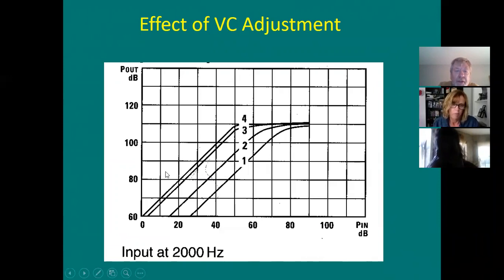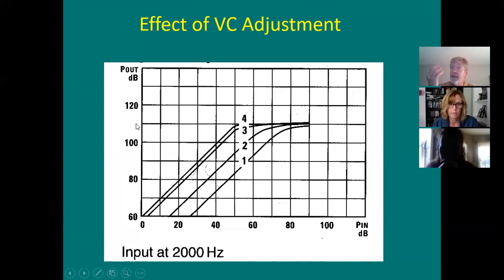I'm moving here, moving here, moving here. Boom. My output is about 80-ish, 85. Okay. When I crank up my volume to maximum, let's go back to an input of 50. Move 50, move 50, move 50. Now my output is 110.